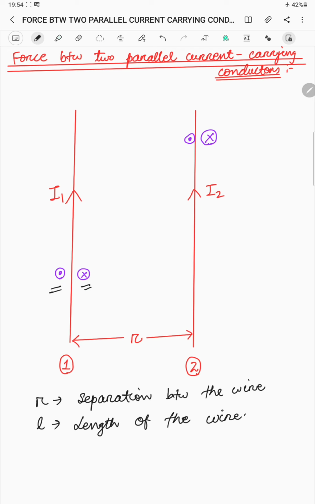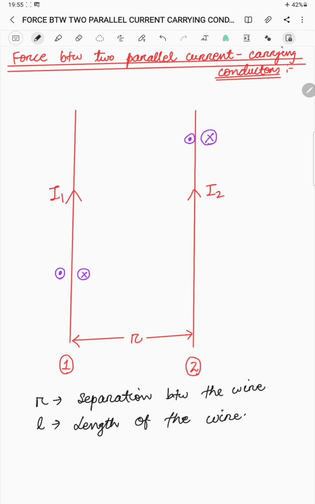Is it clear why I have put the dot and cross? Fine. Then let us consider current I2, forget about I1. Again put the thumb in the direction of I2 and curl your fingers. You will see that to the right of I2 the magnetic field lines are entering into the plane of the paper, and on the other side they are coming out. So it is a cross here, and here it is a dot. Clear?